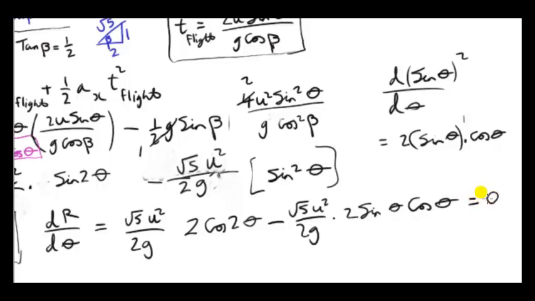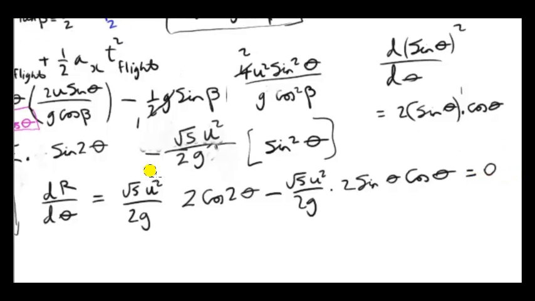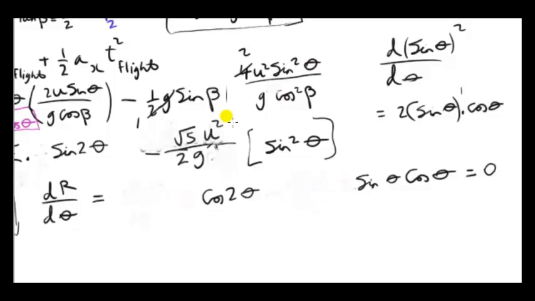So we have to set this equal to 0 and solve for theta. Now we can divide all of this equation by root 5 u squared over 2g. Indeed, we can divide by this 2 as well. Okay, so we have to solve this equation.